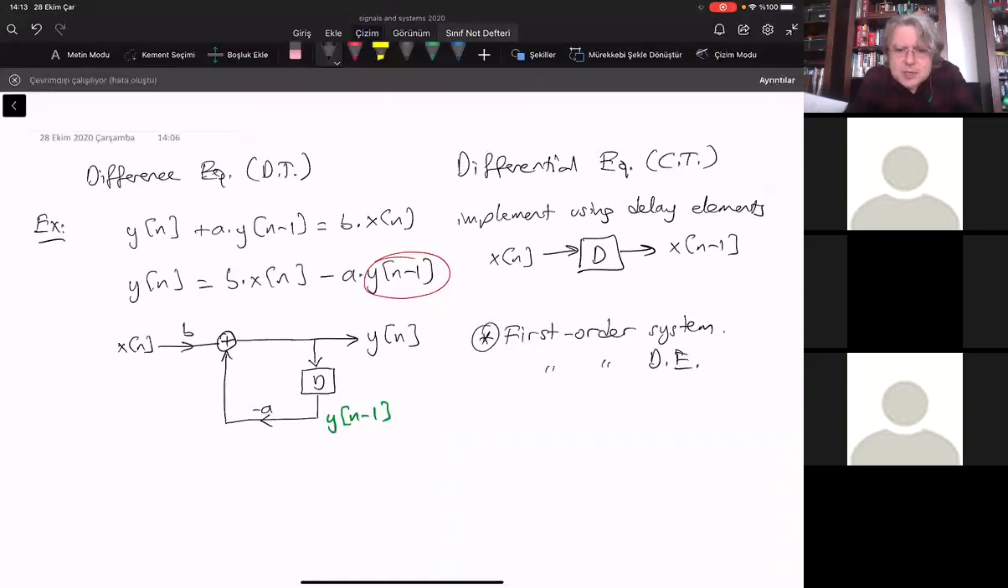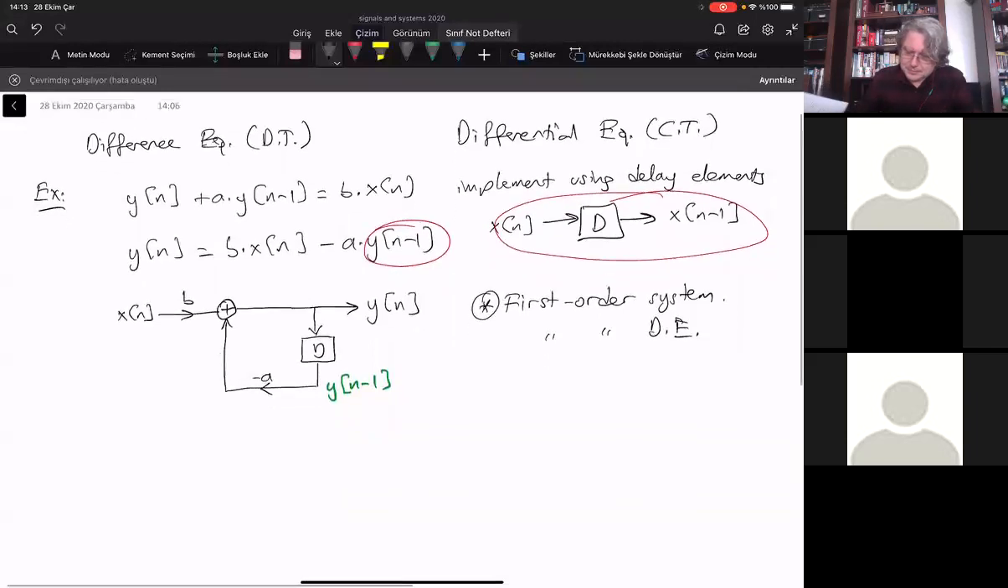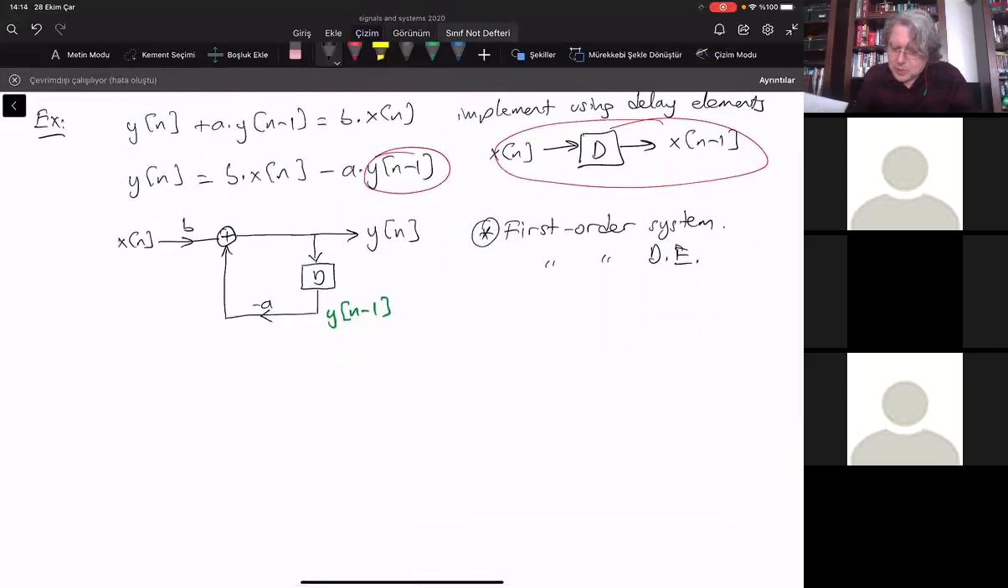What was the question now? Let's see. Does the delay element make the y of n to y of n minus 1? Yes, of course. X of n going into the delay element makes x of n minus 1. Therefore, y of n makes y of n minus 1. If you apply the delay element to y of n minus 1, it will make y of n minus 2. Okay, that's how we are going to extend this block diagram anyway. This is a first order system corresponding to the first order difference equation.